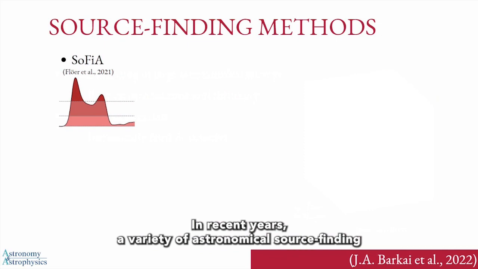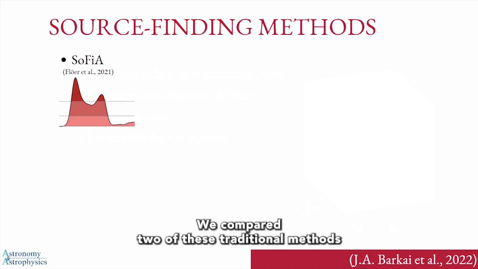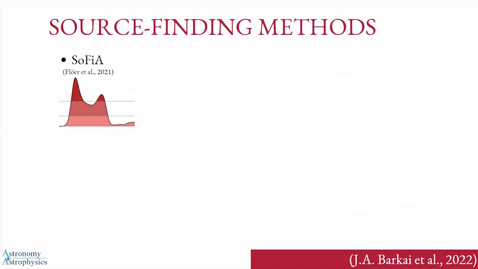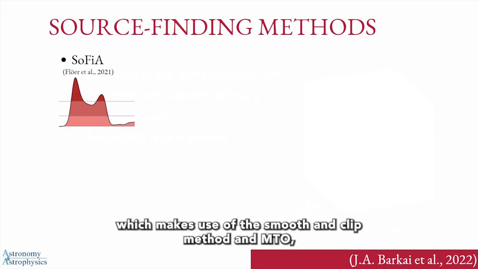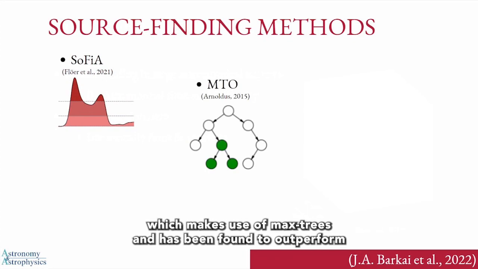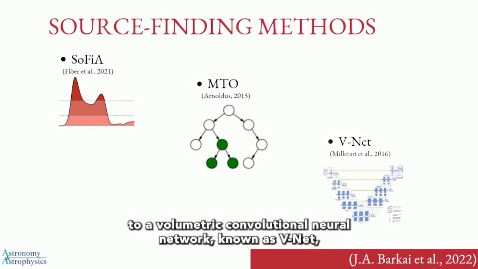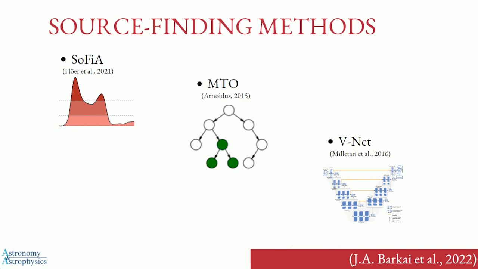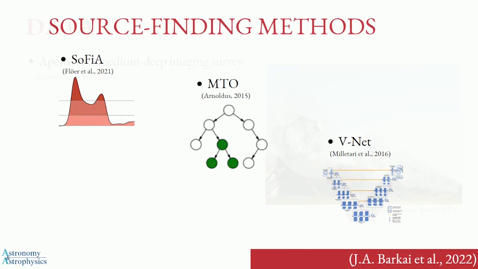In recent years, a variety of astronomical source-finding software has been developed, inspired by traditional computer vision methods. We compared two of these traditional methods, the well-known H1 source-finding tool SoFiA, which makes use of the smooth and clip method, and MTO, which makes use of max trees and has been found to outperform other methods in optical source-finding. These two methods were also compared to a volumetric convolutional neural network, known as V-Net, in order to find the best source-finding pipeline for H1 emission cubes.